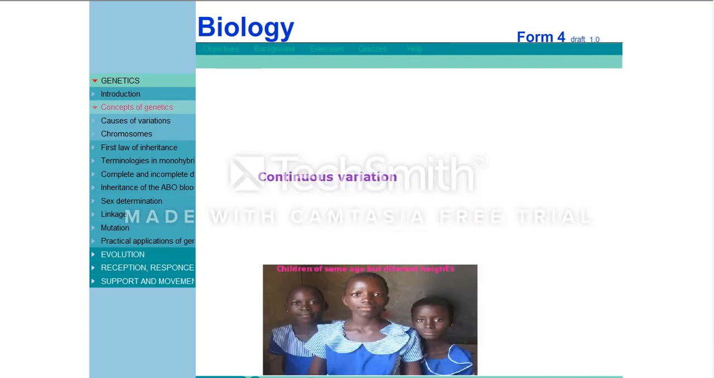Continuous variation. Continuous variation, on the other hand, is characterized by possession of observable differences where individuals exhibit a wide range of the same characteristic from one extreme end to the other with many intermediate forms. For example, height. It's controlled by many genes whose expression is affected by the interaction with the environment. The photograph shows individuals of the same age but different height.